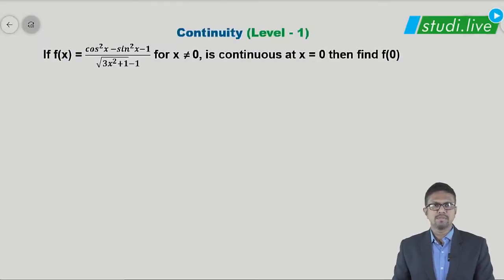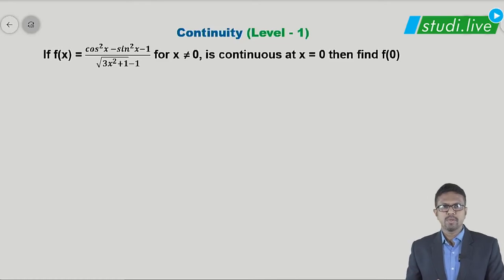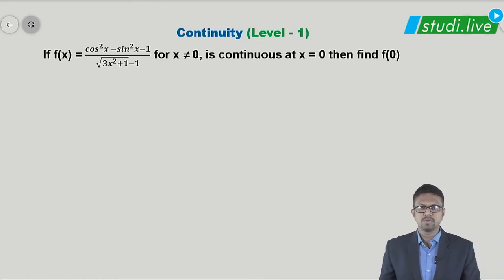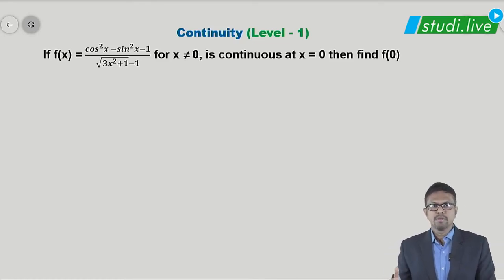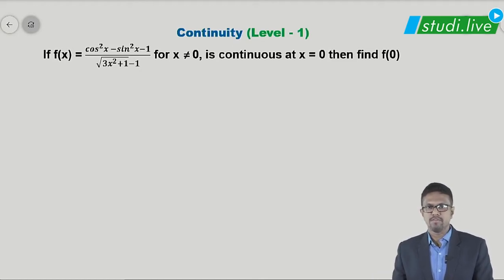So the question says the function cos square x minus sin square x minus 1, upon root of 3x square plus 1 minus 1, for x not equal to 0. If this function is continuous at x equal to 0, then what is the value of f of 0? Since it is given that the function is continuous at x equal to 0, the function value and its limit value will both be the same, correct?